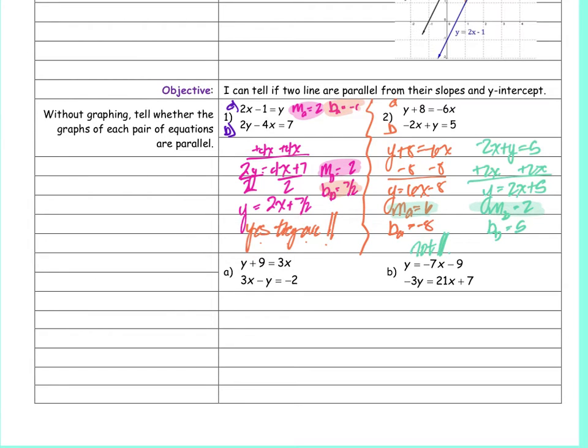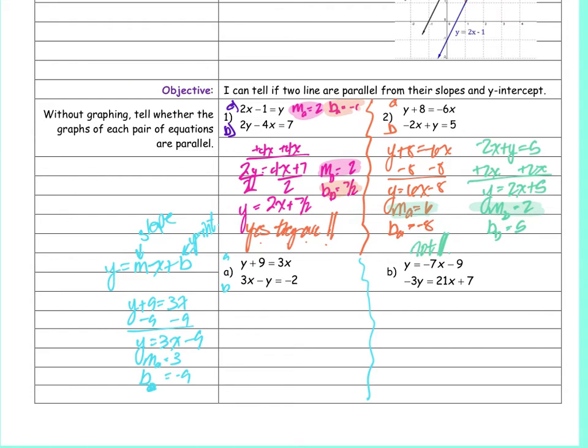I'm going to move over here because there needs to be some work done on both of them. So if I do the first line, A and B, I've got y plus 9 equals 3x. Subtract 9, y equals 3x minus 9. Remember, it's y equals mx plus b, where m is my slope and b is my y-intercept. Sorry, I should have gone over that first. So slope of line A is 3, and the y-intercept of line A is negative 9.